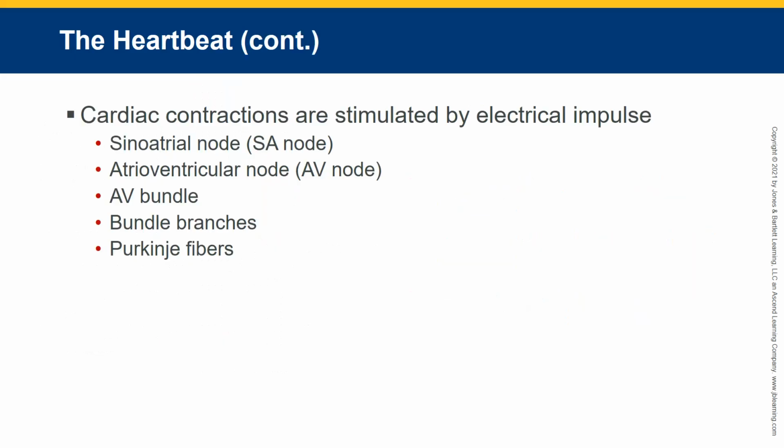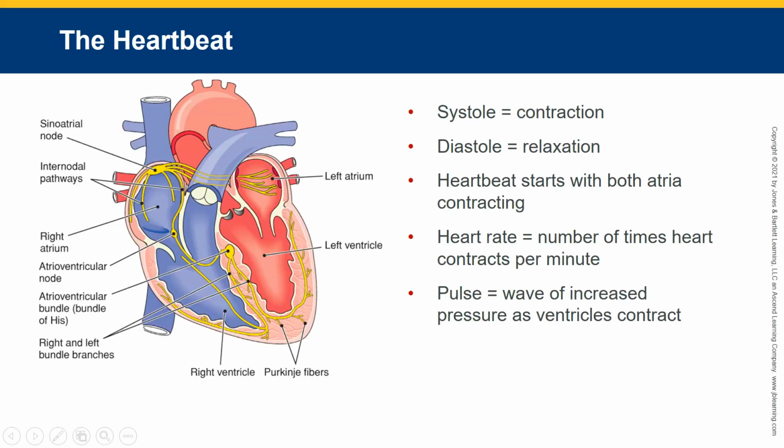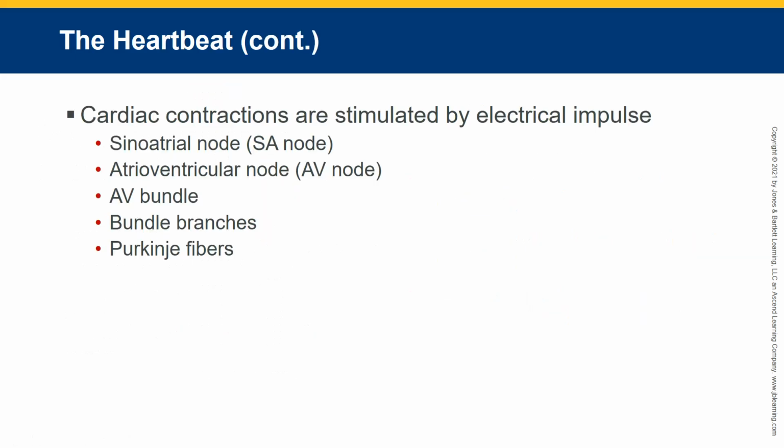So let's take a look. Your textbook has a nice discussion about this. It's short, but it's nice. How do contractions start in the heart? They're stimulated first by an electrical impulse that starts in the SA node, or the sinoatrial node. This is located in the upper right atrium. We call the SA node the pacemaker because it's the one that is going to keep our heart on the right rhythm.